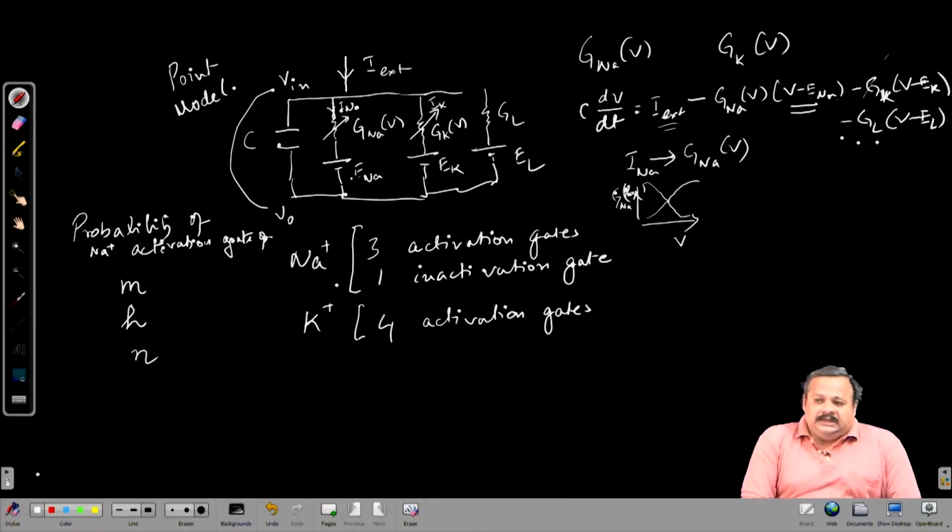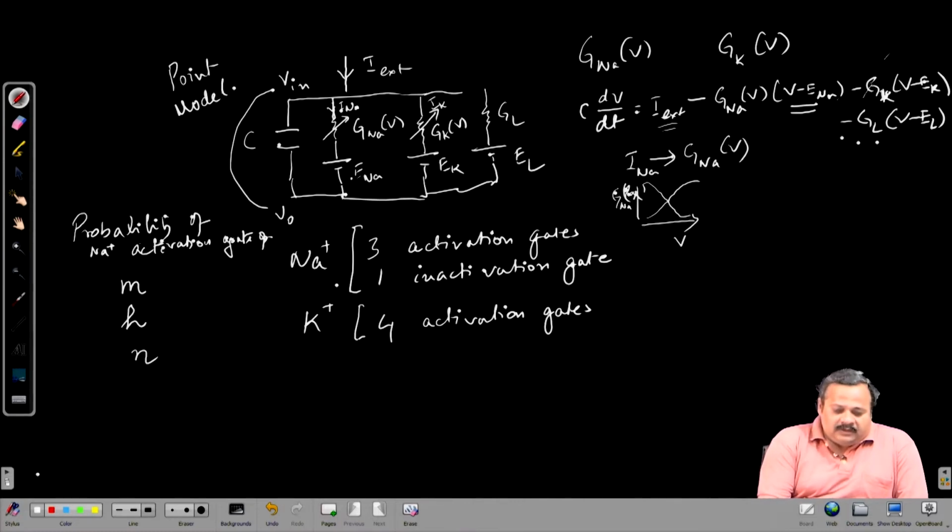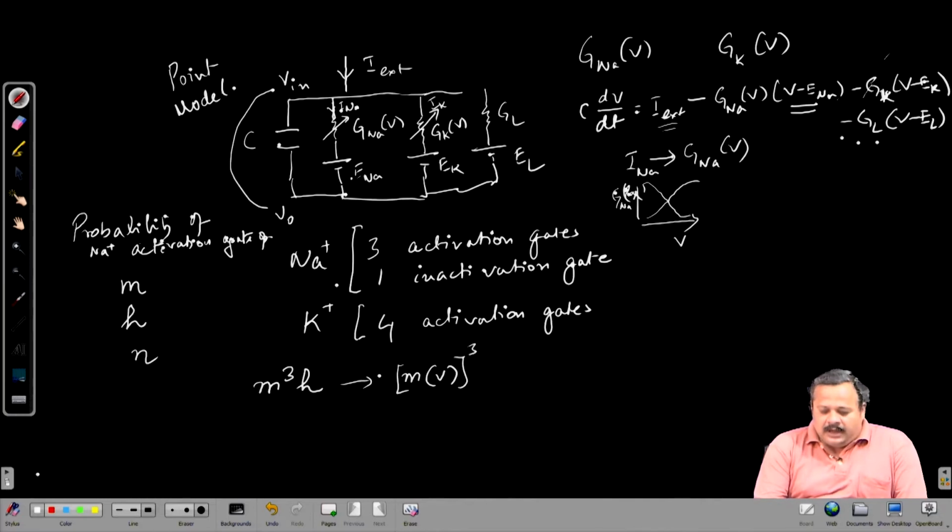With the assumption that these gates work independently and that they are a function of voltage, with 3 activation gates and 1 inactivation gate, the probability of a sodium ion channel being open would be M cubed H, where M is a function of voltage, cubed, and H is a function of voltage, to the power 1 as there is 1 inactivation gate.